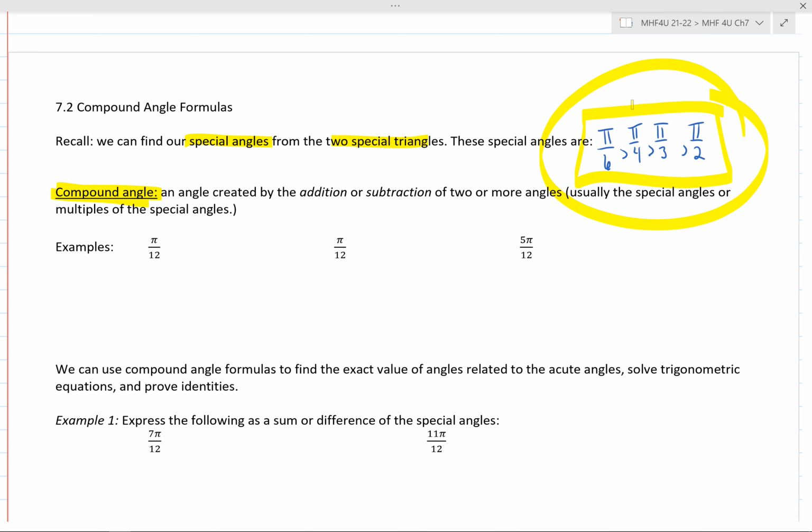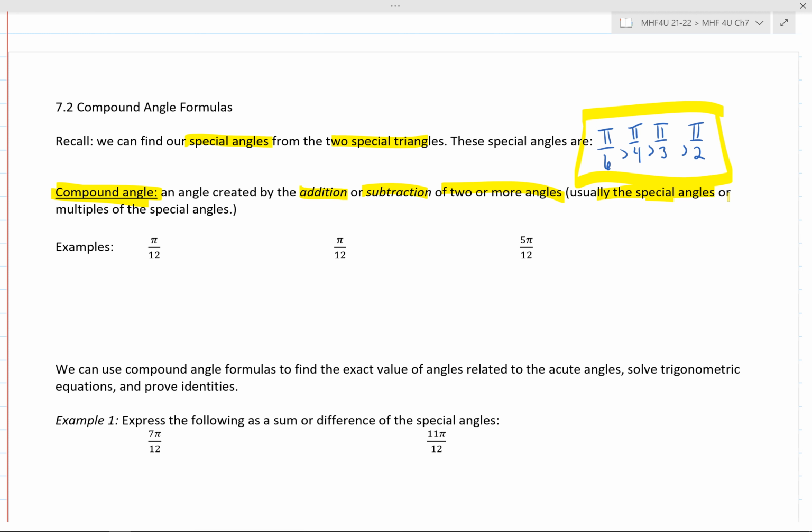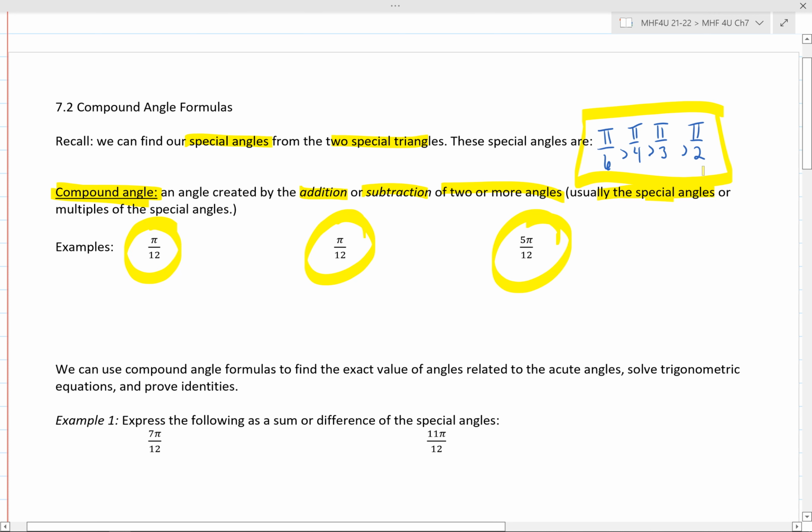Now, we can use these angles to create a compound angle. That is, it's created by adding or subtracting two or more angles. Usually, you use the special angles. In this course, yes, we're going to be using the special angles almost all the time. Not all the time, but almost all the time. So we're going to create these angles by only adding and subtracting those special angles up there.